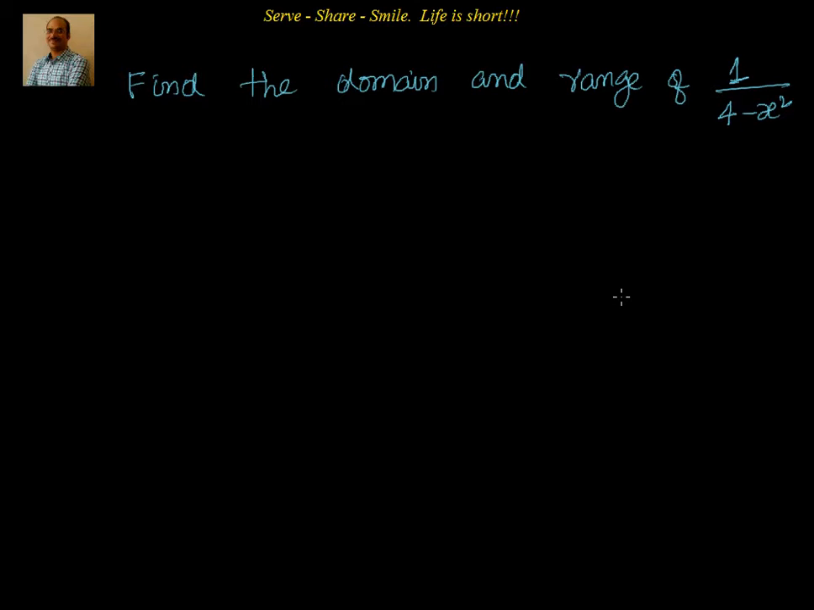In this session, let us see how to find out the domain and range of a function. We have a simple example to start with. We have to find the domain and range of the function 1 by 4 minus x square. So let me write it. f of x is equal to 1 by 4 minus x square. This is the function for which we have to find the domain and range.